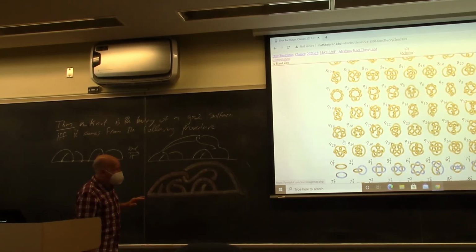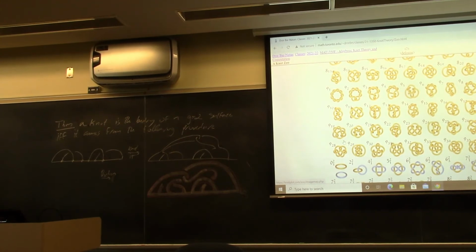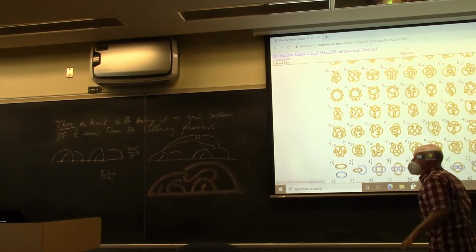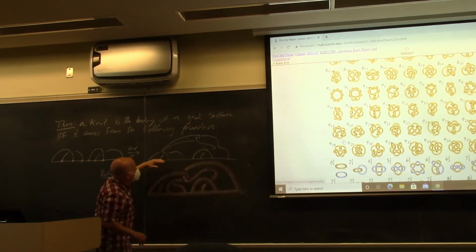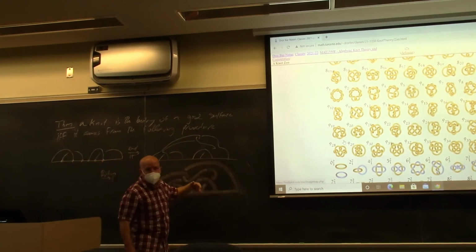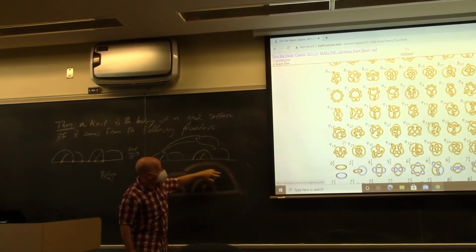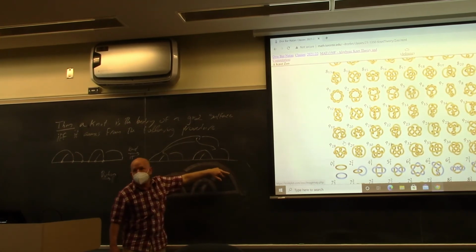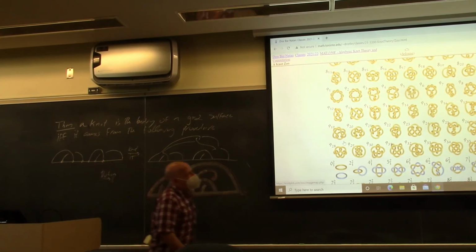So what was the key point? The key point in this construction, I mean, the construction had several parts, but the big part of it, the most interesting part of it, was this passage from having a single strand to having 2 parallel strands. Okay?